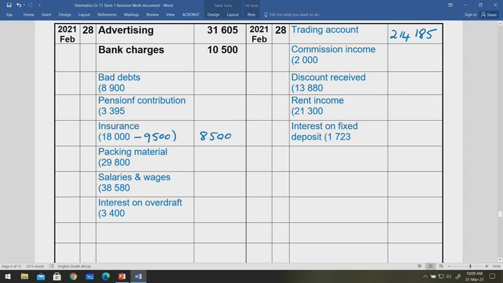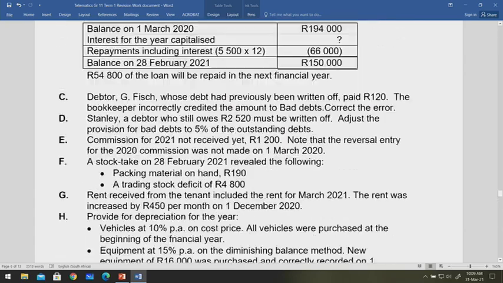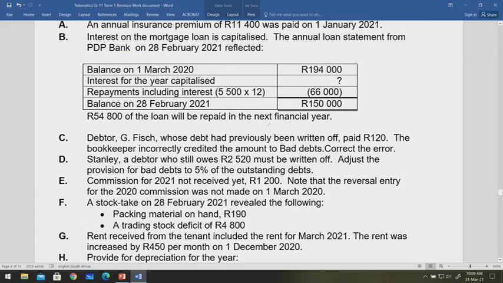Information B gives us interest on the mortgage loan that is capitalized. The annual loan statement from PDP Bank showed certain information. The balance of the loan at the beginning, then the interest will be capitalized, so they add the interest. Then they subtract the repayments, which include the interest, and then we get the balance at the end. In order to calculate this, we normally work from the bottom upwards. So we start with 150,000.